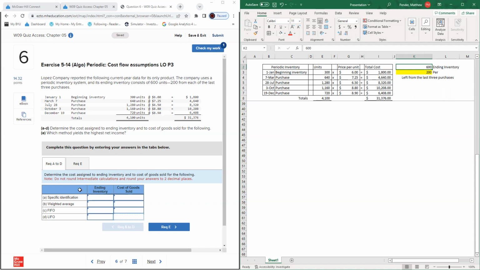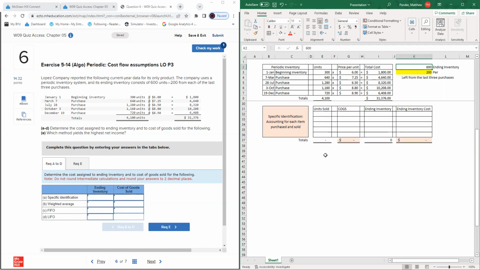We're supposed to find ending inventory costs for specific identification, weighted average, first in, first out, and last in, first out, and the cost of goods sold for each of those. So one of the things I started off by doing is building out a grid for the specific identification based on ending inventory. Each of these dates accounts for this number.